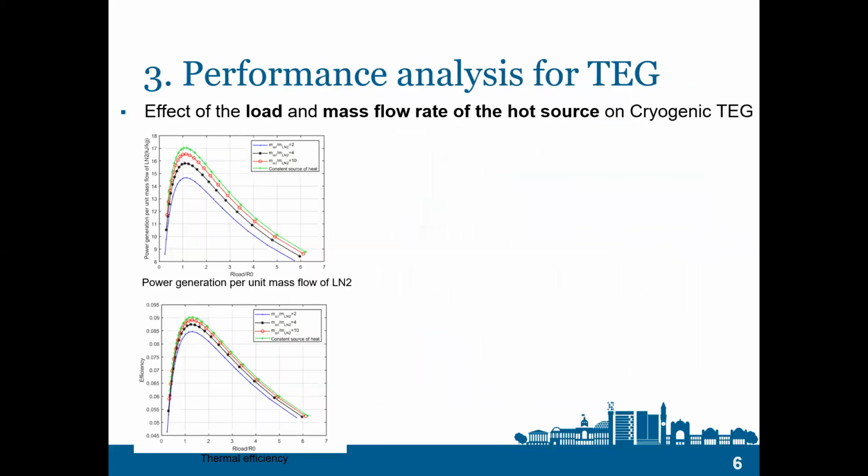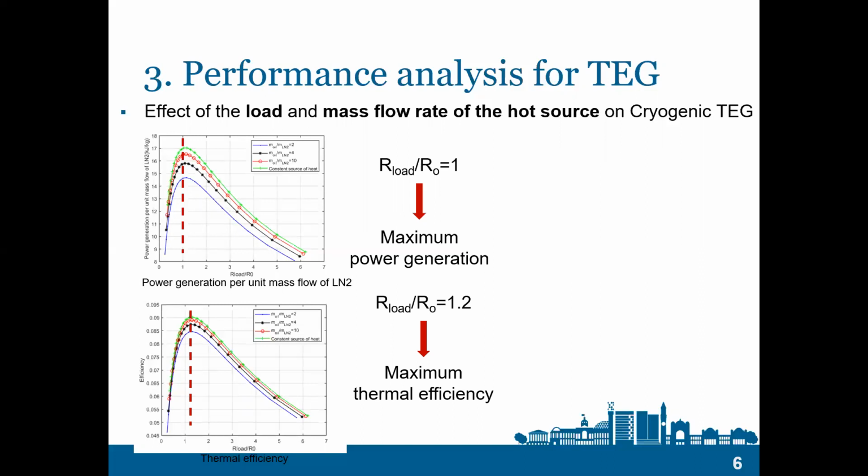First, we studied the effect of the load on the working performance of the cryogenic TEG. From these two figures, we can see that no matter how we change the mass flow rate of the cold source and hot source, the maximum power generation always occurs when the load is equal to the internal load of the cryogenic TEG heat exchanger. And the maximum thermal efficiency always occurs when the load is 1.2 times the internal load.